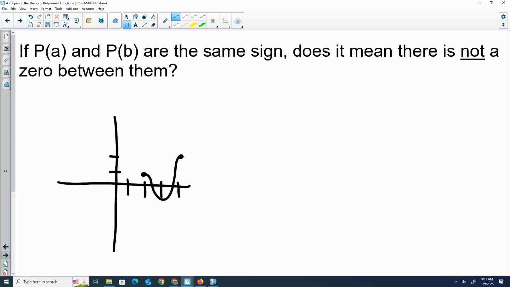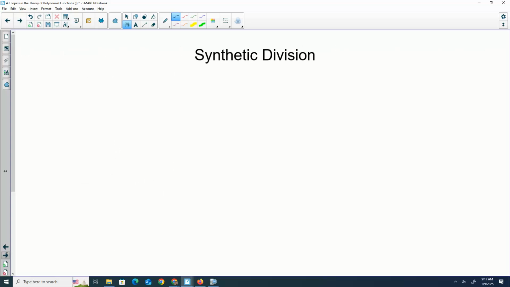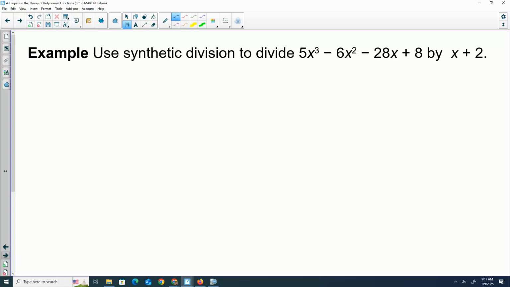Second thing I want to talk about is to set us up for some of the stuff we're doing tomorrow. We need to review synthetic division. You guys remember doing that at all in the past? Perhaps? So it takes the place of long division as long as we are dividing by something linear. So we can use this to divide polynomials. All right, so I want to take 5x cubed minus 6x squared minus 28x plus 8 and divide it by x plus 2.